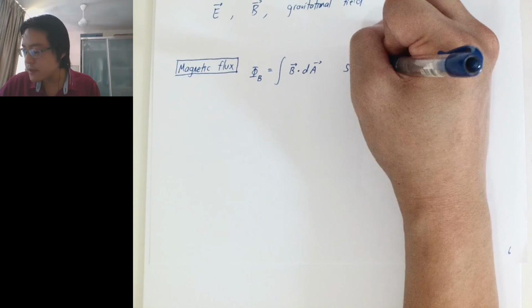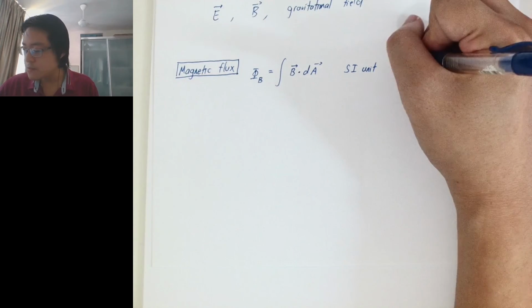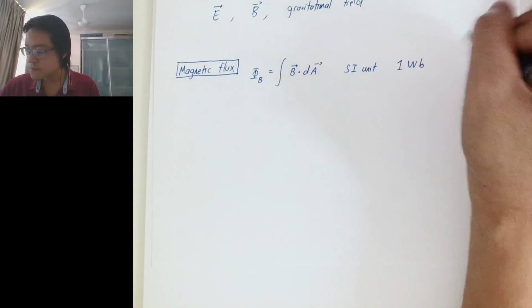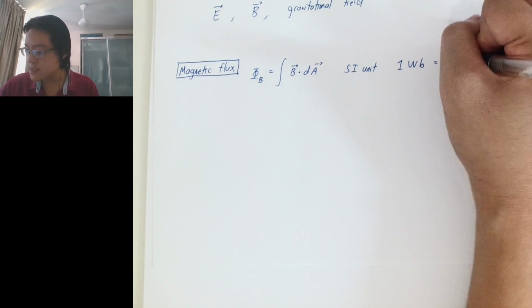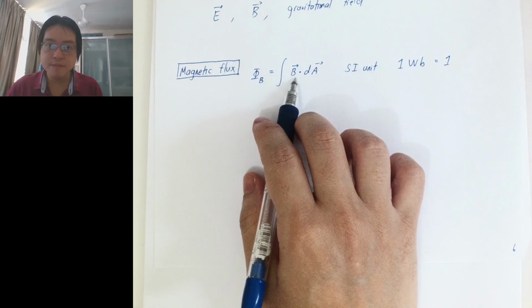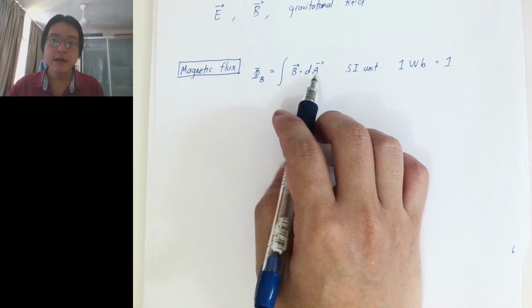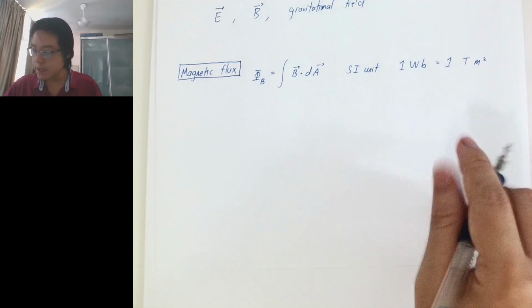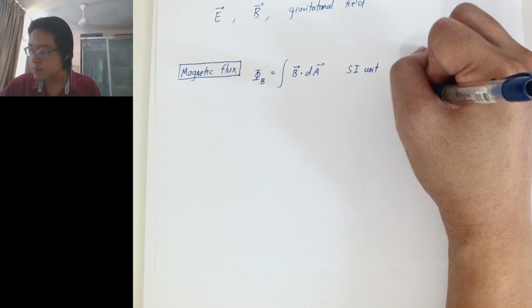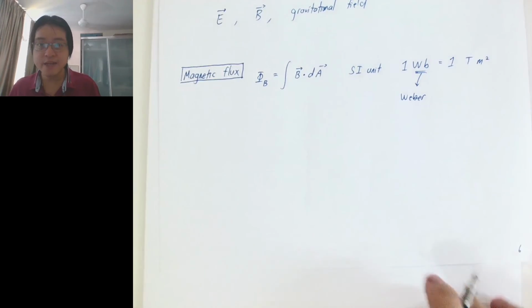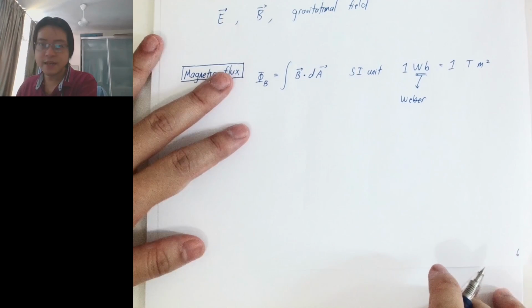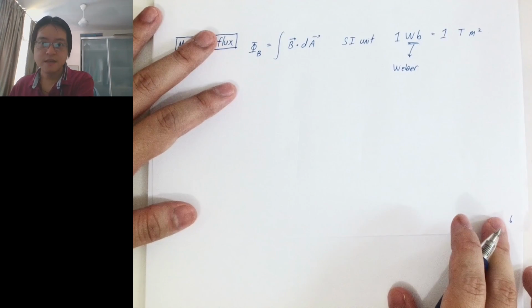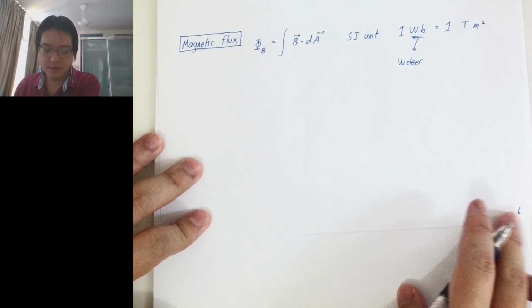The SI unit for magnetic flux we call 1 Weber. By SI units, the flux of B is Tesla times the area, so 1 Weber is 1 Tesla meter squared. This one is called the Weber. I think it's named after another physicist, but in any case, we got this now.